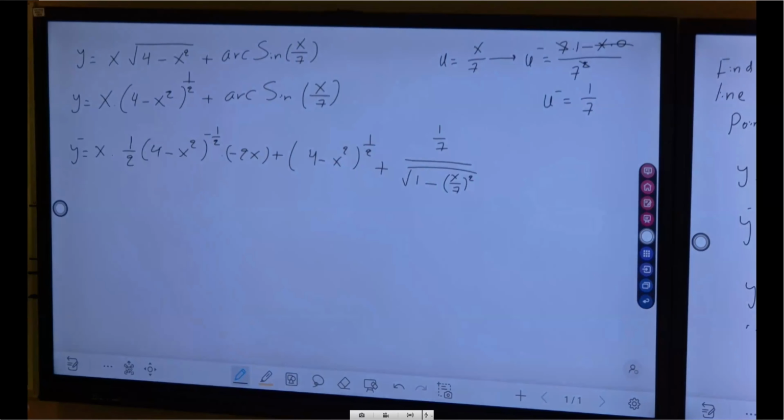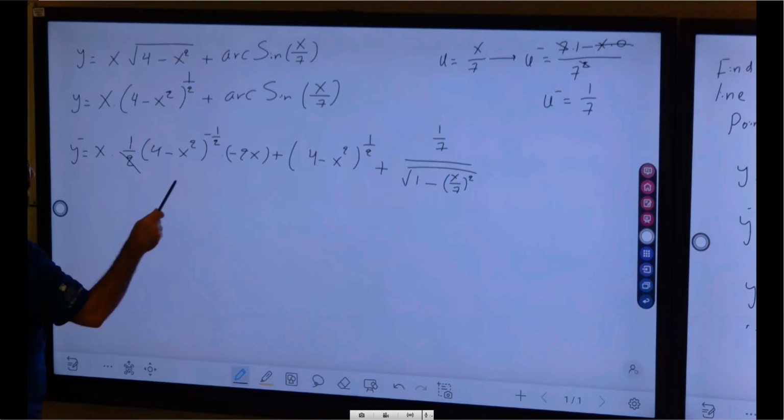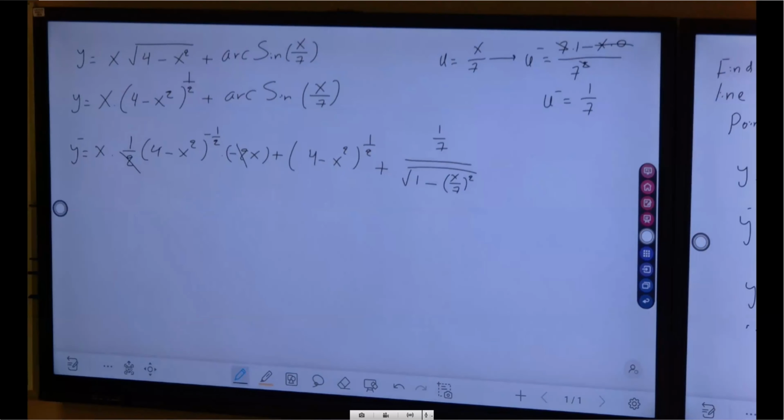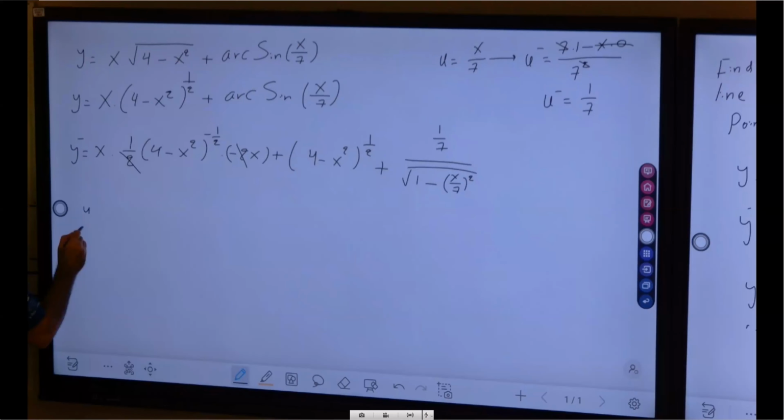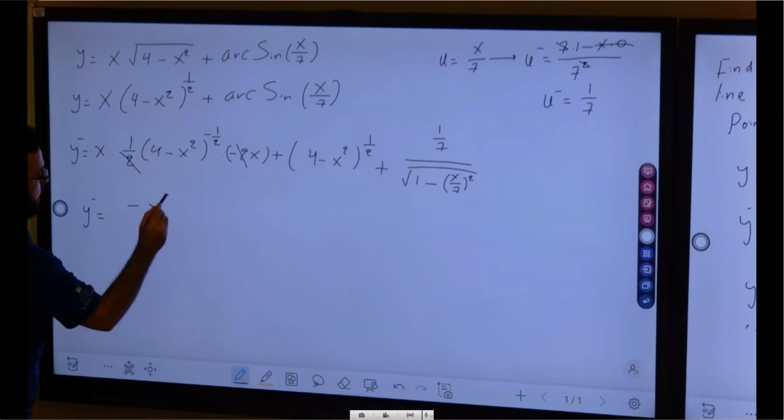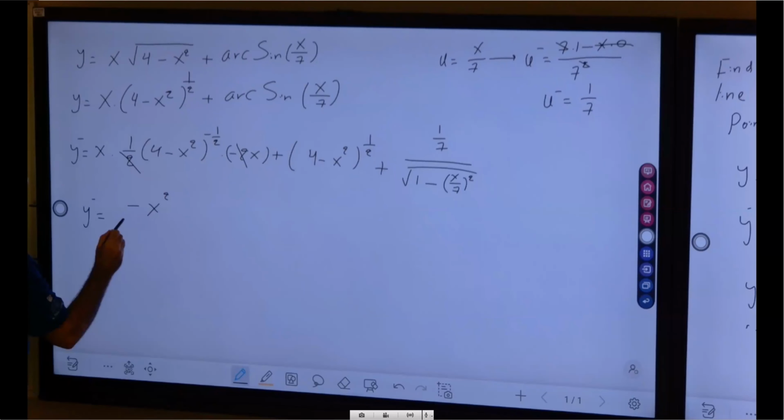Let's try to simplify it more. Can I cancel this one with this one? 2 with the 2 for this multiplication. Now x times x is negative x squared, don't forget there is a negative sign here, over, is that the same thing?